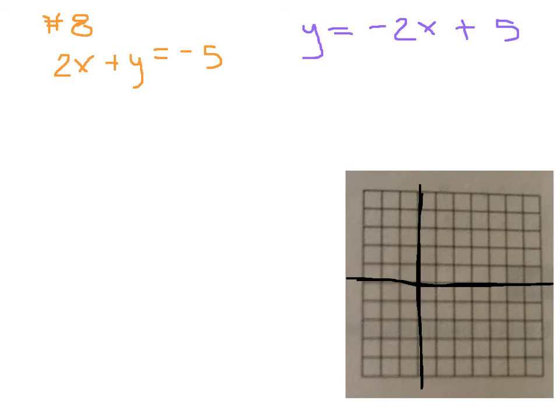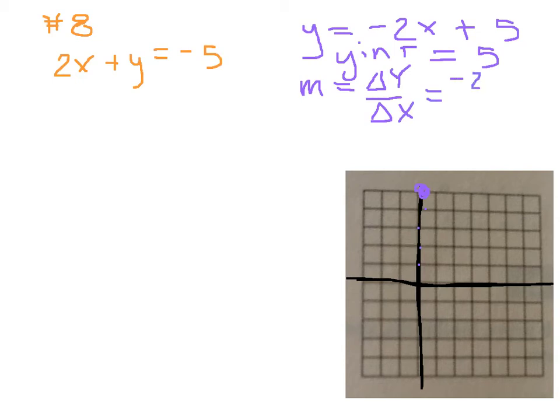So in this particular case, I'm going to start with the purple one because it's already in slope-intercept form. So my y-intercept, I don't even have to do anything, is equal to 5. So I'm going to come up here, 1, 2, 3, 4, 5. There it is. And now my slope is equal to the change in y over the change in x, and that's going to be negative 2, and I'm going to write it as negative 2 over 1.